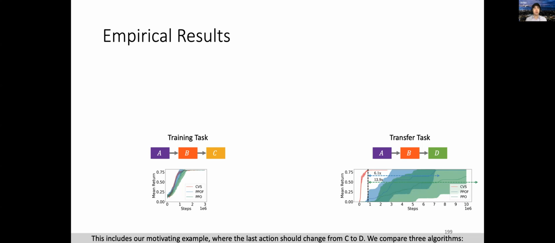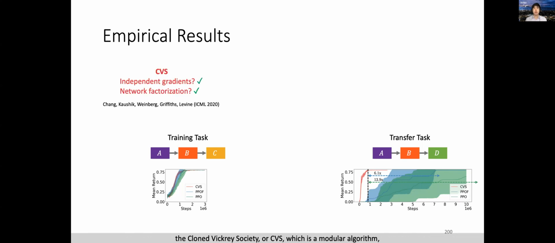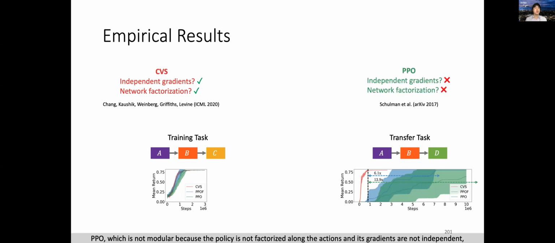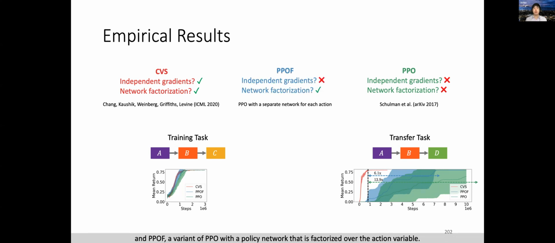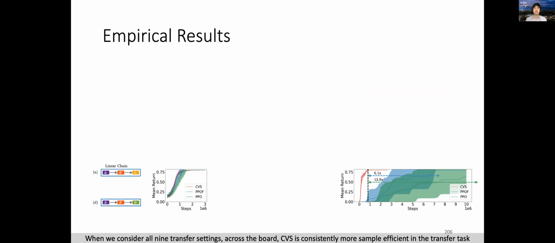We compare 3 algorithms: the Cloned Vickrey Society, or CVS, which is a modular algorithm; PPO, which is not modular because the policy is not factorized along the actions and its gradients are not independent; and PPOF, a variant of PPO with a policy network that is factorized over the action variable. PPOF is also not modular because its gradients are not independent. We chose PPOF as a baseline because while it is intuitive how network factorization contributes to modularity, comparing CVS with PPOF specifically tests the role of independent gradients in enabling transfer efficiency.